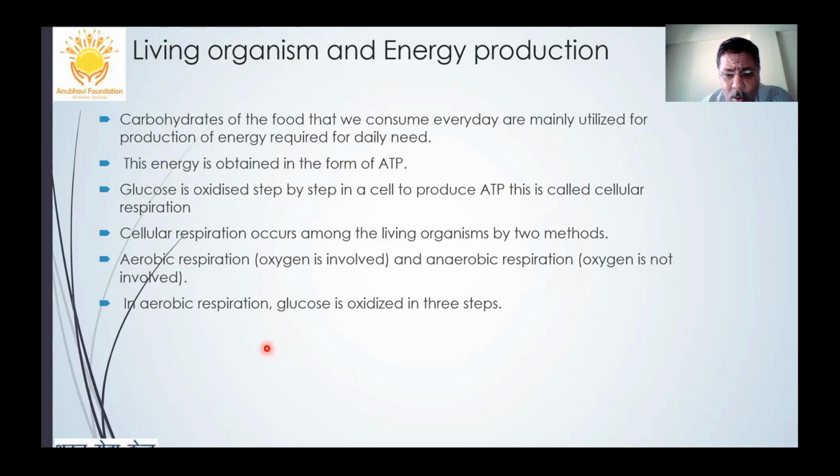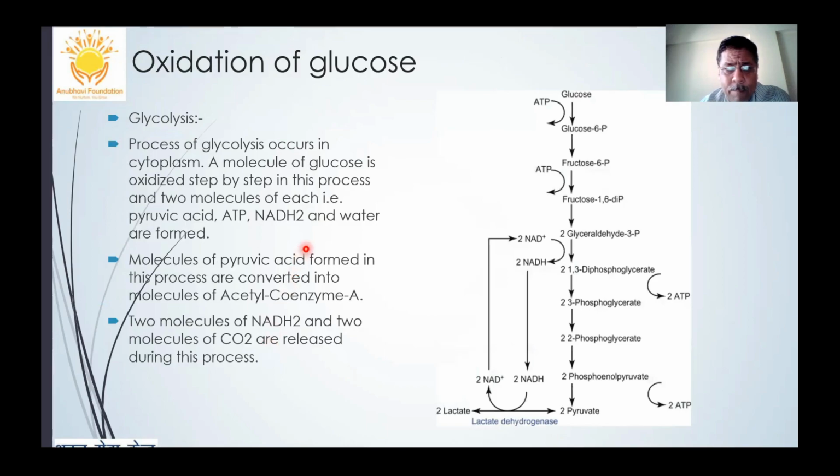In aerobic respiration, glucose is oxidized in 3 steps. We are going to talk of aerobic respiration, which occurs in human beings. Now, oxidation of glucose: the first step is called glycolysis. Glycolysis means breakdown of glucose to form two molecules of pyruvic acid. This occurs in the cytoplasm of the cells, and it is a common pathway which occurs in both aerobic as well as anaerobic organisms.